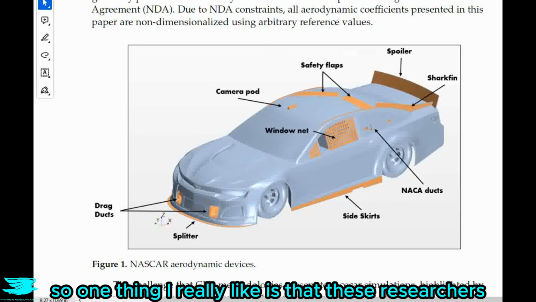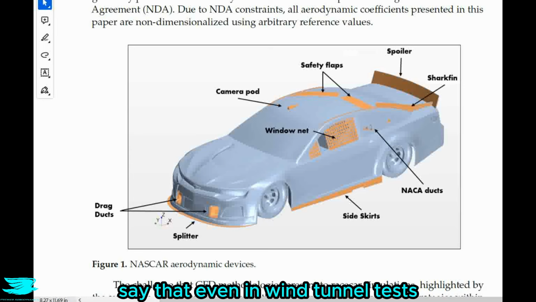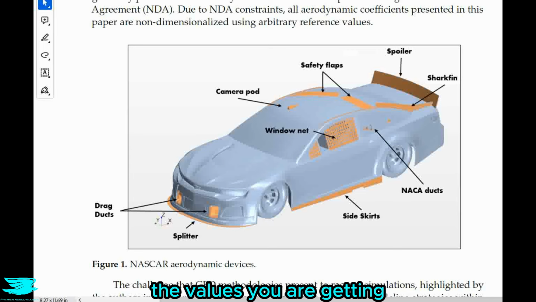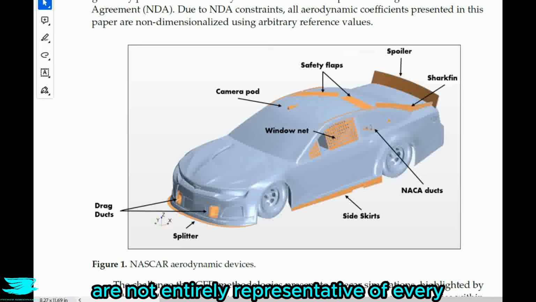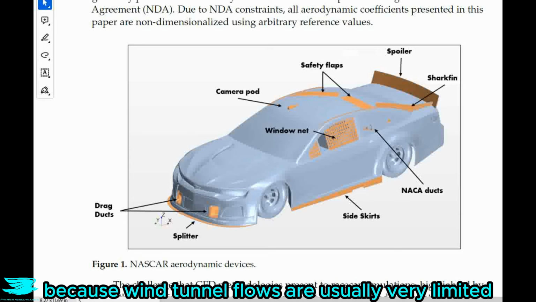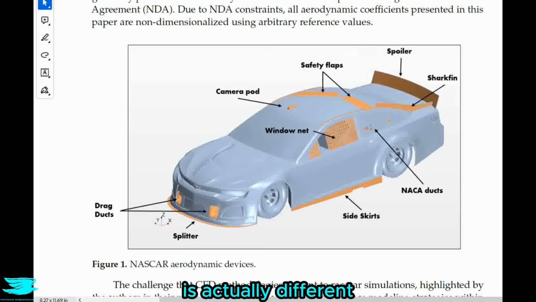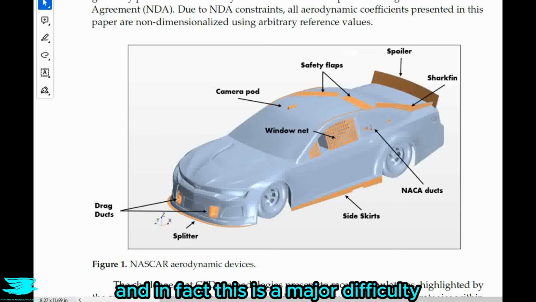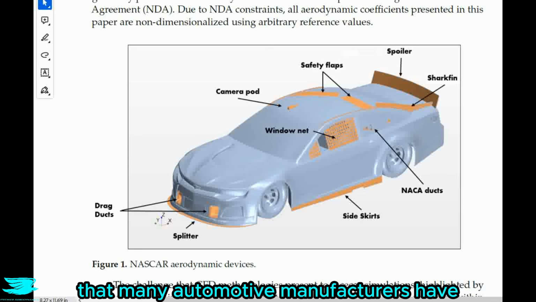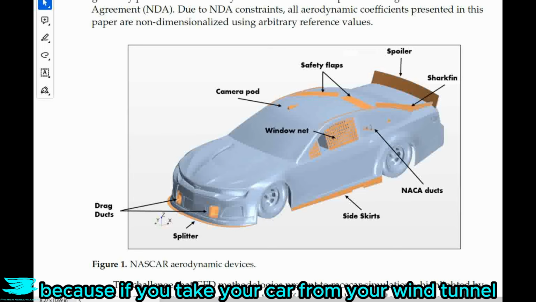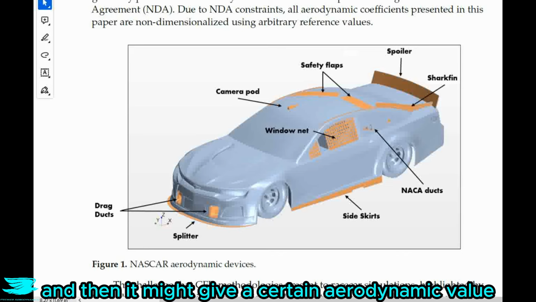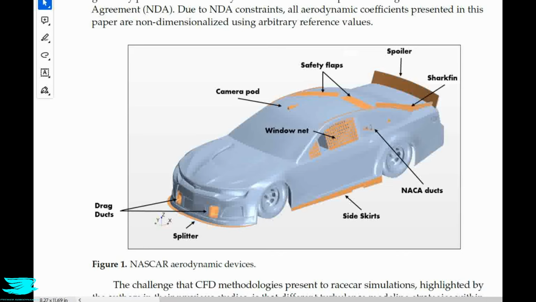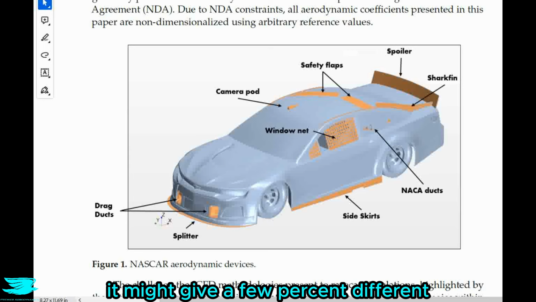So one thing I really like is that these researchers say that even in wind tunnel tests, the values you are getting are not entirely representative of every real life condition because wind tunnel flows are usually very limited, and not to mention that each wind tunnel is actually different. Each wind tunnel has its own flow, and in fact, this is a major difficulty that many automotive manufacturers have, because if you take your car from your wind tunnel, it might give a certain aerodynamic value, but then in another wind tunnel, it might give a few percent different.